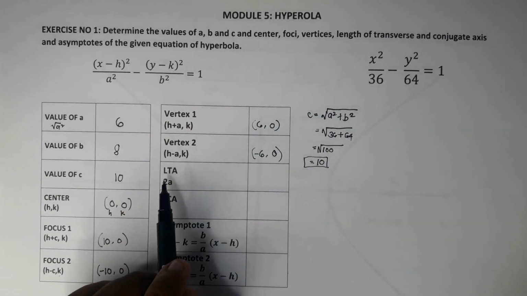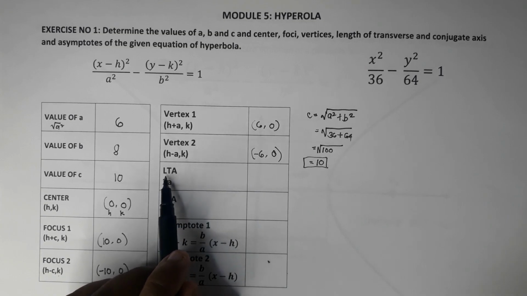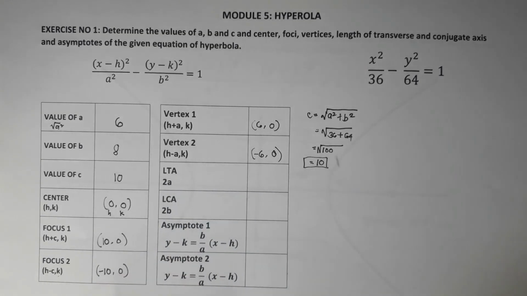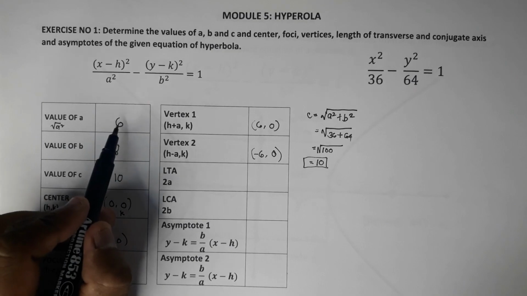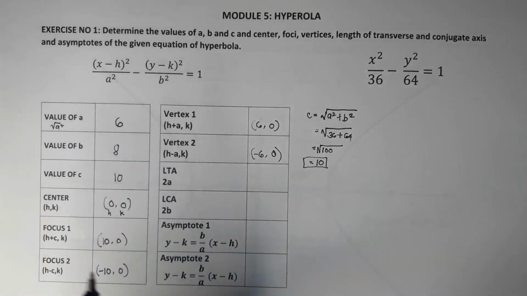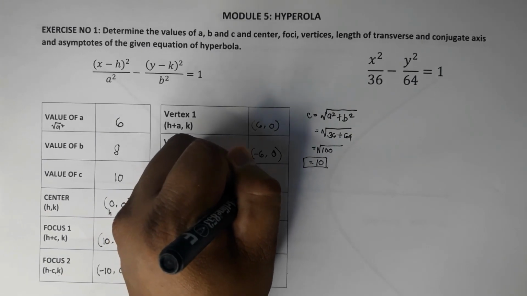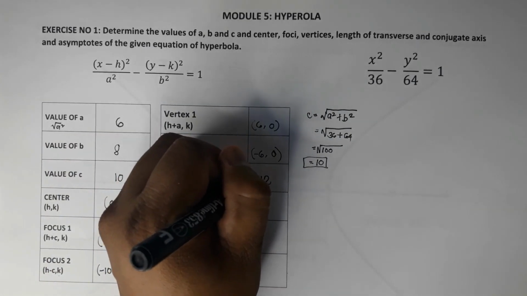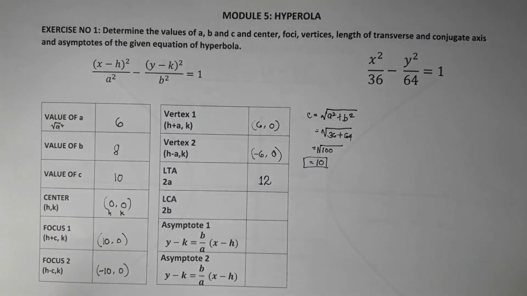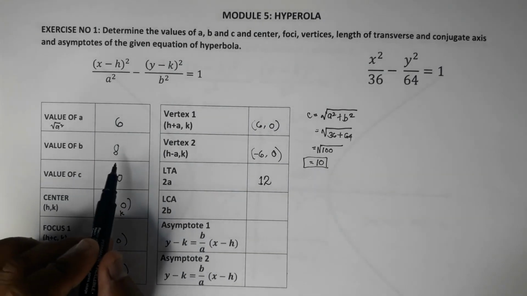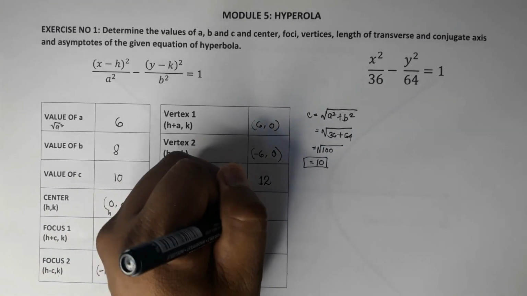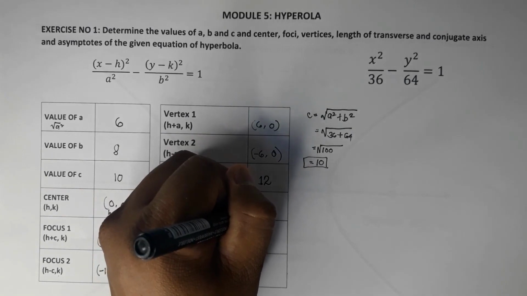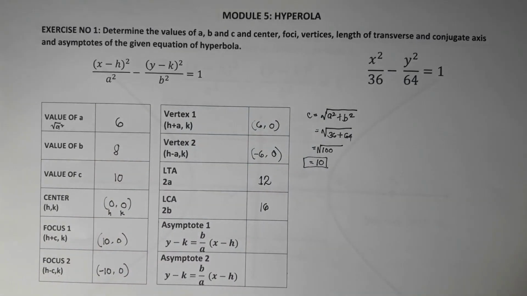Next, the LTA or the length of transverse axis. Again, length of transverse axis is LTA. It says here it's 2a. So, what's the value of a? 6 times 2, that makes it 12. So, the length of the transverse axis is 12 units. How about our LCA or the length of the conjugate axis, which is 2b, with b being 8. 8 times 2 is 16. So, that is now the length of our conjugate axis.